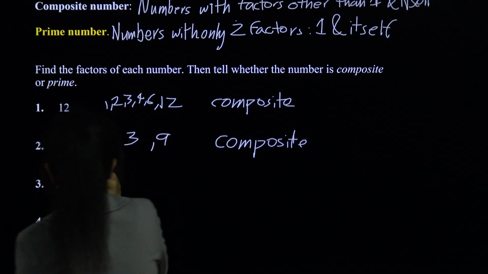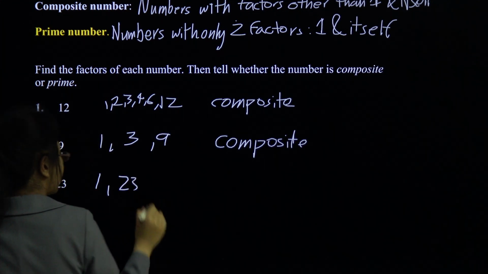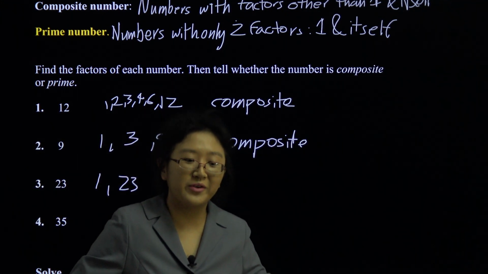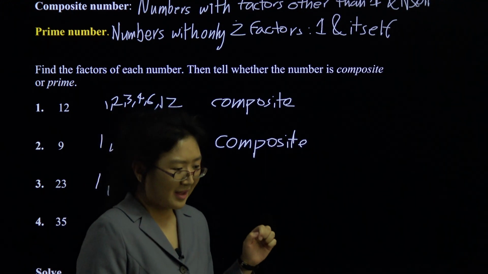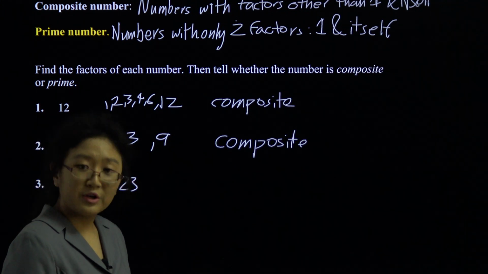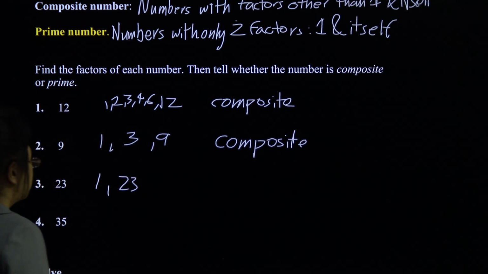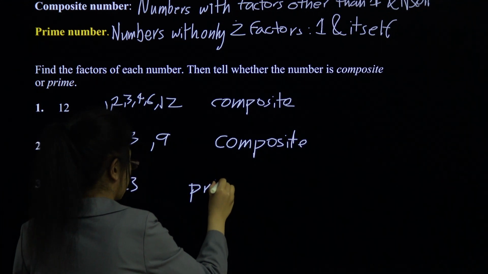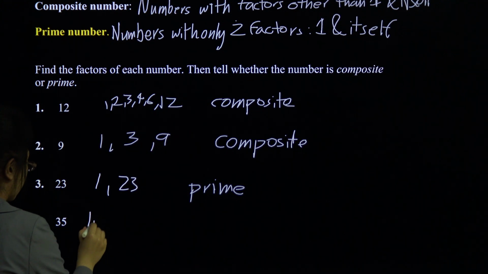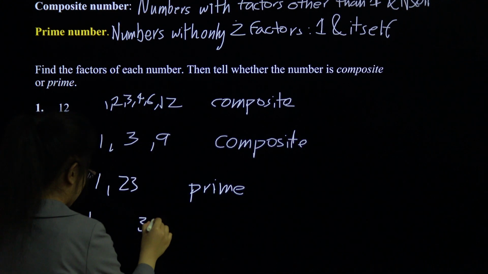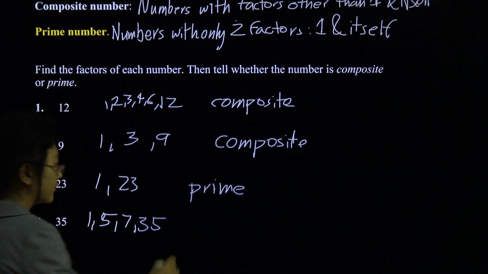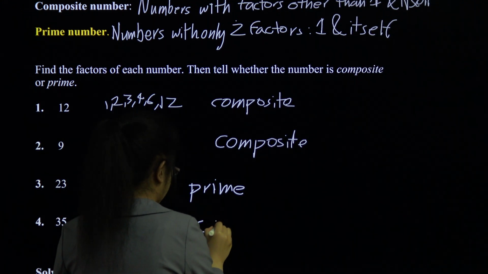23, on the other hand, has 1, 23. That's it. How do I know this? Because by the time you reach a certain level, you start remembering prime numbers. Like all the prime numbers under 50, you'd probably be able to identify them on sight. 35 has 1, 35, 5, and 7, which is more than 1 and itself.